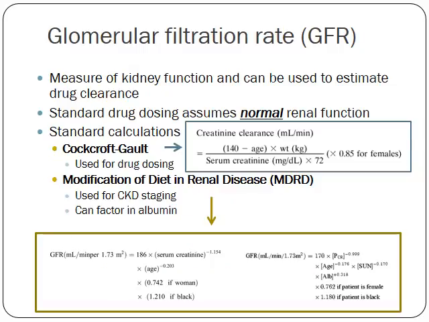Okay, so when we're looking at kidney function, there's a couple things that we use to calculate. GFR is kind of the standard term, glomerular filtration rate. It's a measure of kidney function, can be used to estimate drug clearance. Standard drug dosing assumes normal renal function. So if you're looking at whatever drug dosing information tool you're using, and it says dose 50 milligrams twice a day, well, that's assuming the patient has normal renal function.